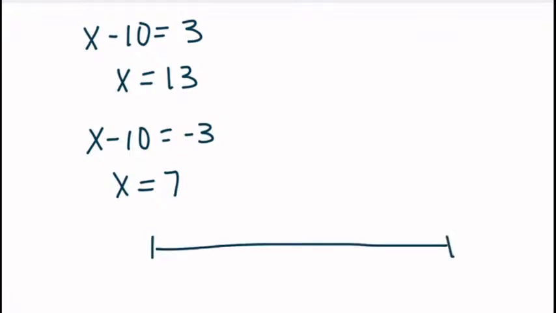So I have a number line here, and we're going to put 10 in the middle because, like I said earlier, the absolute value of x minus 10 equals 3 is another way of saying the distance between x and 10 is 3. And we said the values of x are 13 and 7.